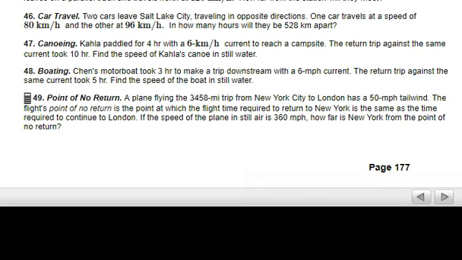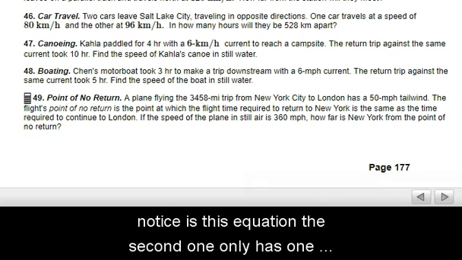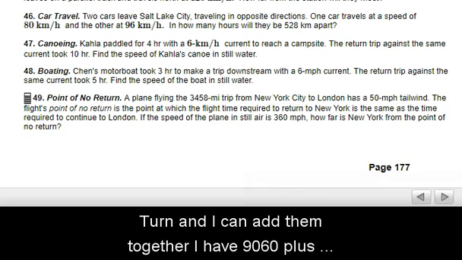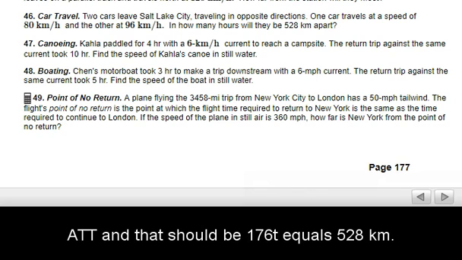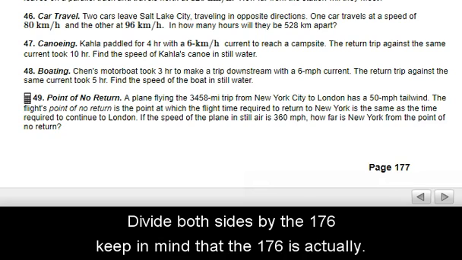When I get this equation written down, one thing you'll notice is this equation, the second one, only has one variable in it, and that's time. Since these are both t terms, then I can add them together. I have 96t plus 80t, and that should be 176t equals 528 kilometers. Now I need to divide both sides by the 176.